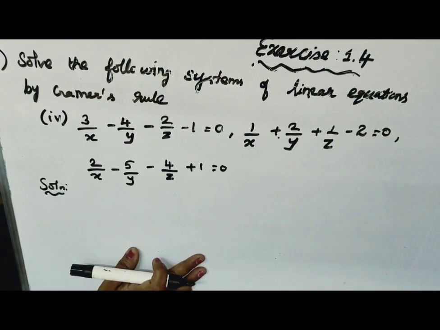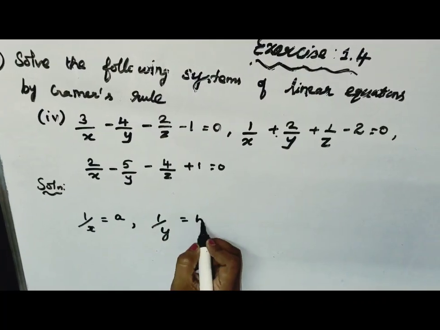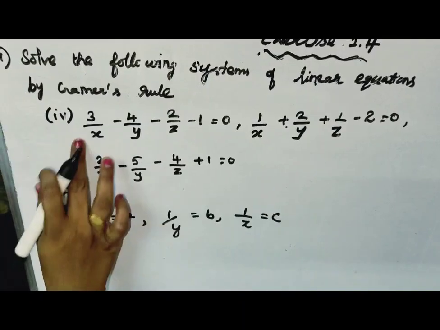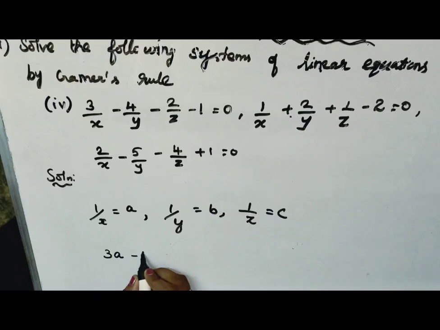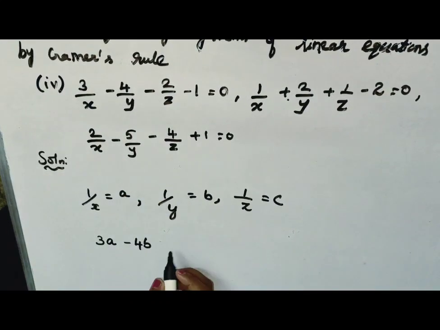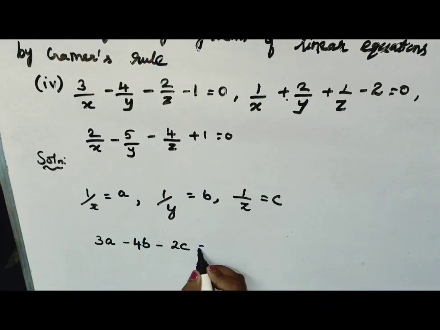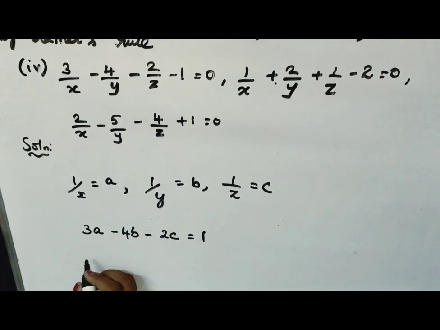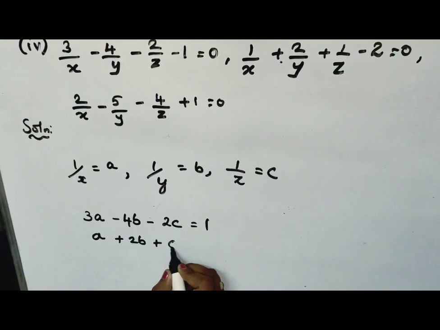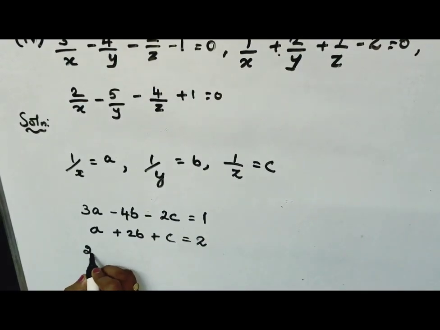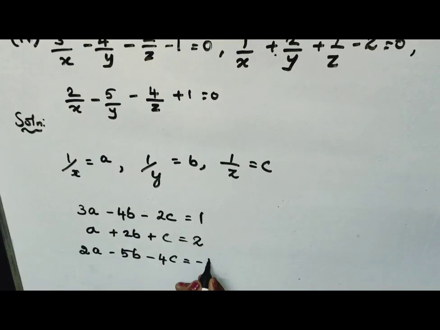For our easy simplification, we will consider 1 by x as a, 1 by y as b, 1 by z as c. So, if I rewrite this equation, it will become 3a minus 4b minus 2c. I will take the 1 to the other side, so it equals 1. Similarly, the next equation becomes a plus 2b plus c equals 2. The next equation becomes 2a minus 5b minus 4c equals minus 1.